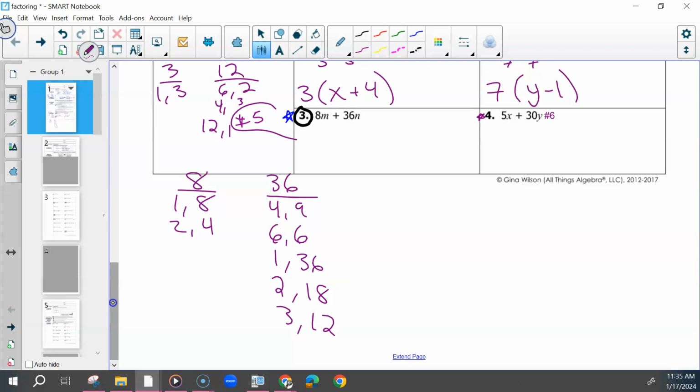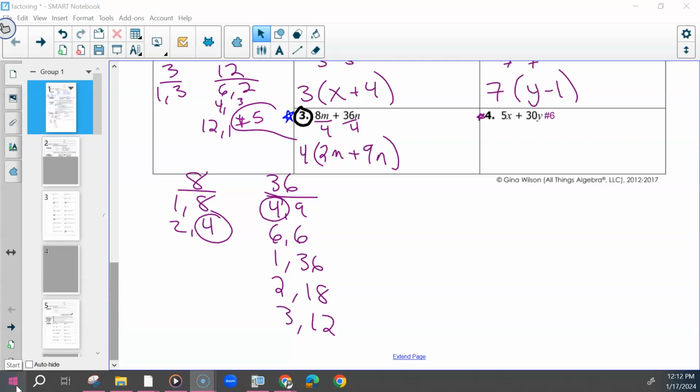knowing these. What's the highest number these share? 4. Do we have similar or the same coefficient or variable? No. So no variables, just 4. We divide them both by 4. What's left? M plus 9n. So close. The 9n is correct. It will be m, but what number? 2m. So sometimes you will have numbers for both and variables for both if they're not the same. We'll stop at that one and come back and do 4 when we do that.